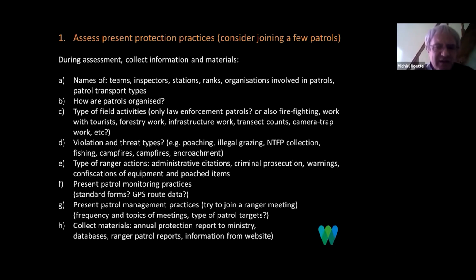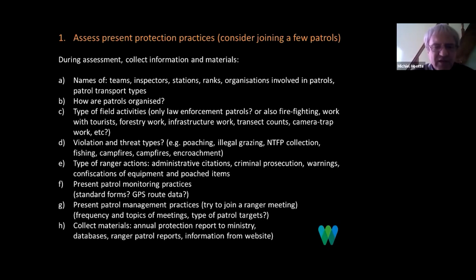And then there are various materials that are helpful for the design process. Usually protected areas have to make annual reports to the ministry. Have a look at what topics, what kind of results they have to report on, both results and efforts, and ensure that SMART covers that.